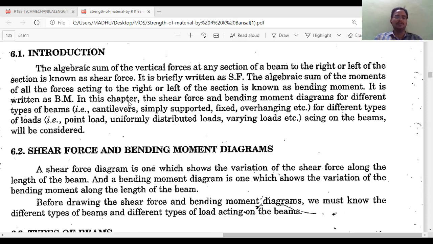Now, coming to the introduction of shear force and bending moment again. Here it is given the same thing. The algebraic sum of the vertical forces at any section of the beam, to the right or to the left of the section, is known as shear force. One force will be downward, the other force will be upward. That is a reaction force that we will describe in the figure in detail.